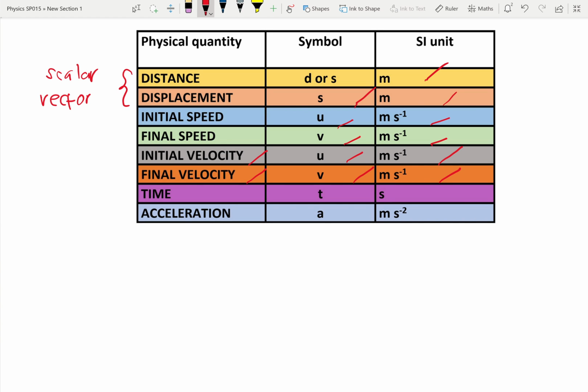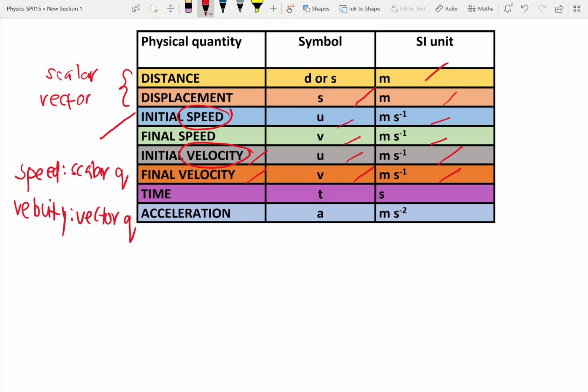So what is the difference between speed and velocity? Speed is a scalar quantity and velocity is a vector quantity. Speed is a scalar quantity and velocity is a vector quantity. So when it comes to velocity or any vector quantity, we have to consider the direction.